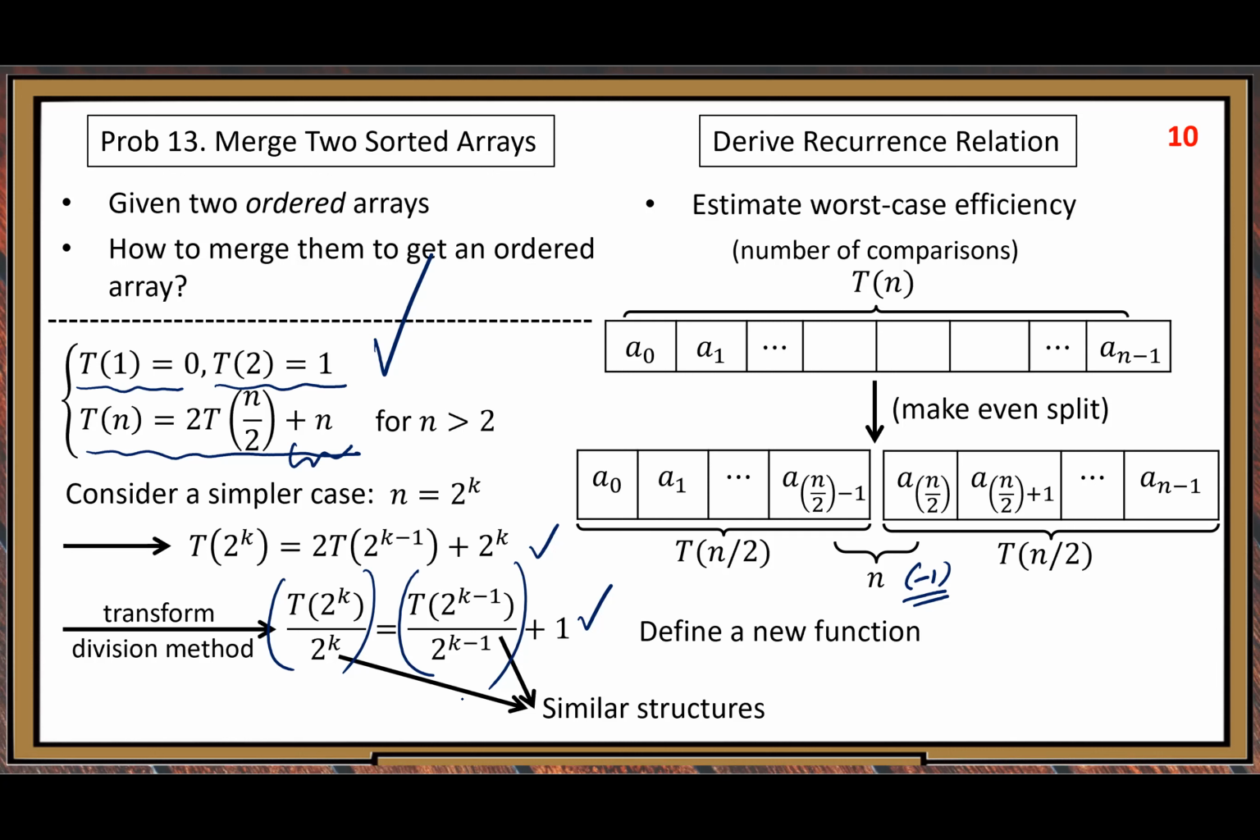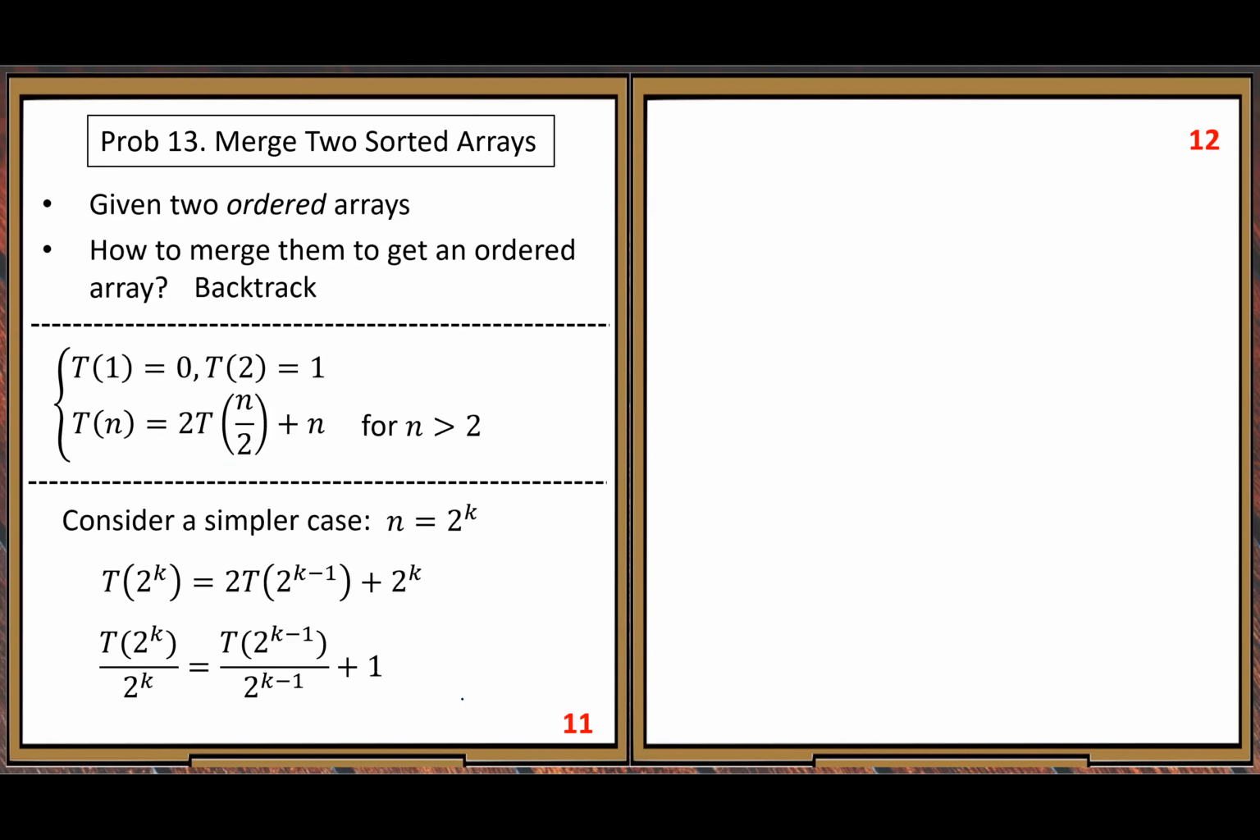We define a new function to represent this special structure. Let us use a new function g of k to represent t of 2 to the kth over 2 to the kth. After we define this new function, we can simplify this representation in a much simpler way.